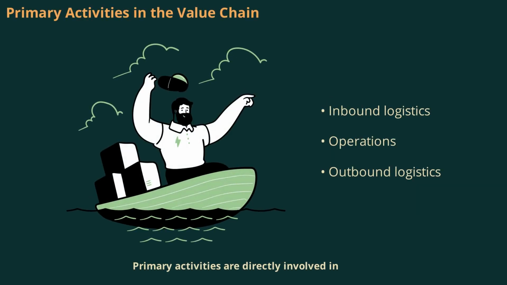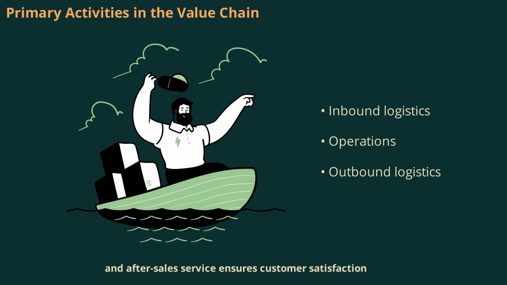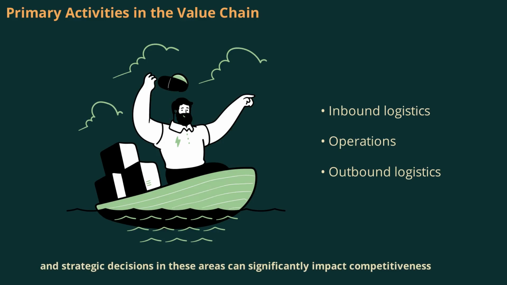Primary activities are directly involved in creating and delivering the product or service. Inbound logistics covers receiving and storing raw materials. Operations transform these materials into finished goods. Outbound logistics handles distribution. Marketing and sales promote the product. And after-sales service ensures customer satisfaction. Each activity offers opportunities to add value or reduce costs, and strategic decisions in these areas can significantly impact performance.